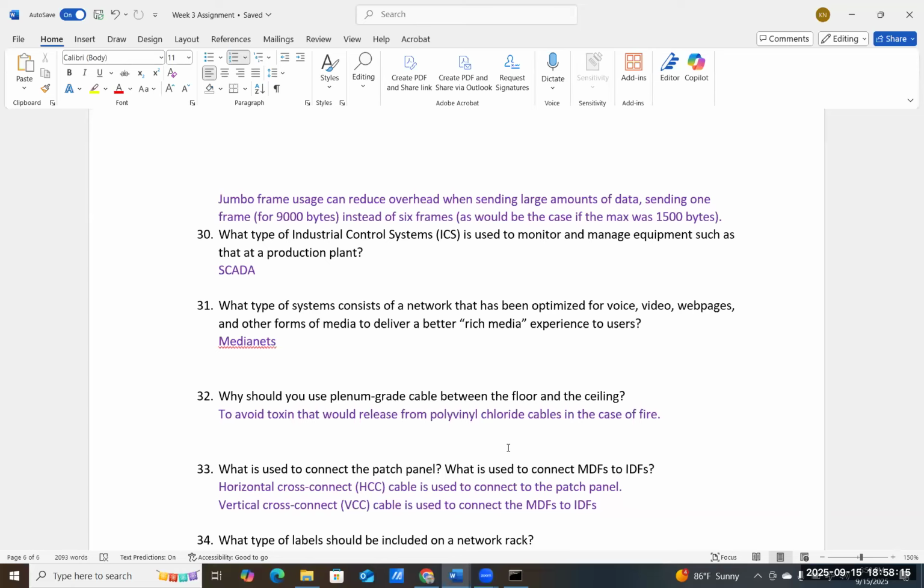And then the last few is we're going to touch on cabling. So why should you use plenum grade cable between the floor and the ceiling? When you look up here, that's a false ceiling. Between the false ceiling and the regular ceiling are all your cables. The reason they do this is for two things: hazards, and also so it's easy to look at. We don't want a bunch of things hanging where someone can cut the cable, right? That's the easiest physical attack.